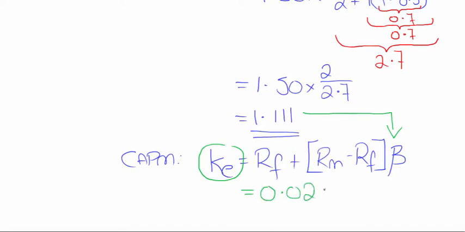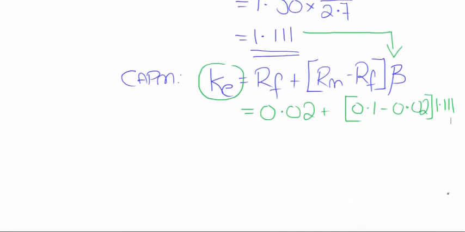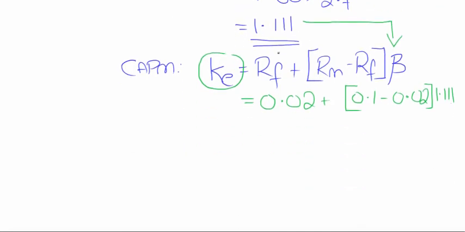On this question, it told us the risk-free rate is 2% because it said that debt was risk-free. We're told that the market return was 10% minus the risk-free rate of 2% times your beta of 1.111. So do this one step at a time. 0.1 minus 0.02 is 0.08. Multiply that by 1.111 and you get 0.089, and then we can add these two together.